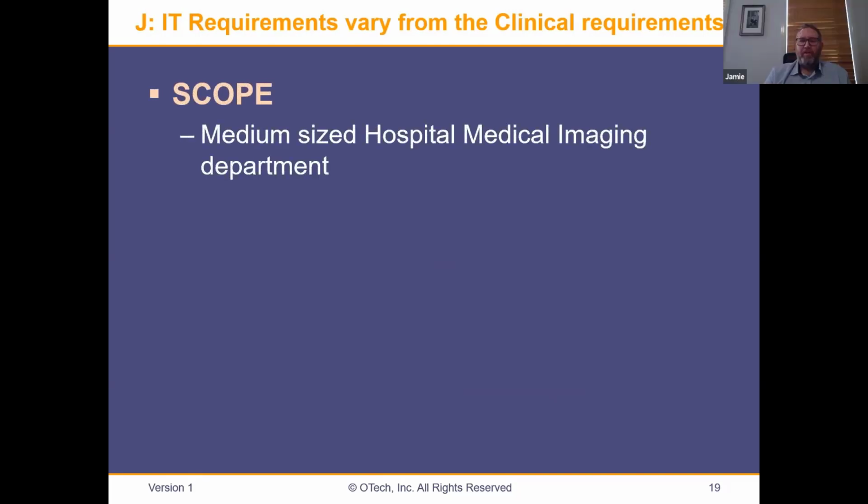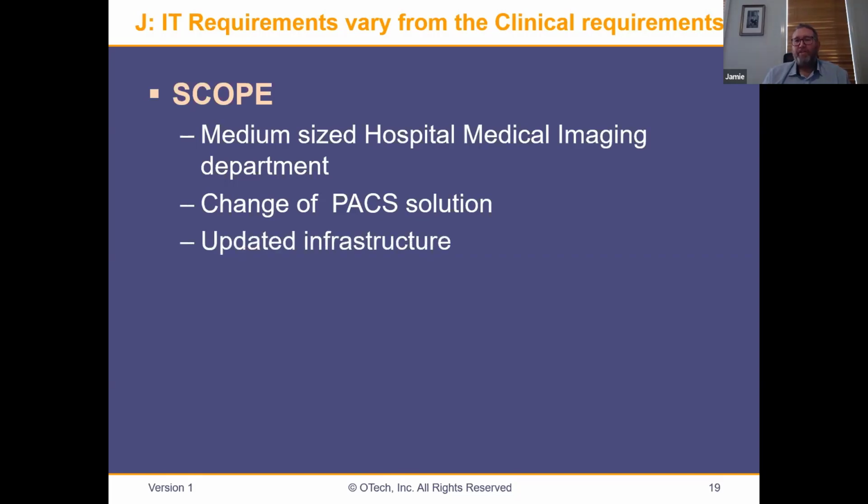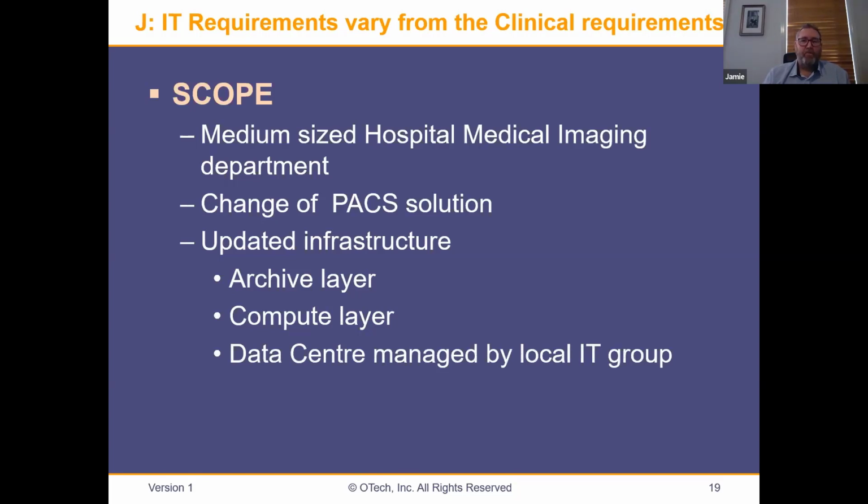Okay, so I'll spend more time on the lessons learned, or what happened, I should say. So the scope is pretty standard. Okay, 200,000 exams per year, medium-sized hospital, medical imaging department, complex. Changing their PAC solution, RIS isn't changing, updated infrastructure, updated archive layer, compute layer, and the data center managed by the local IT group. Pretty standard scope.